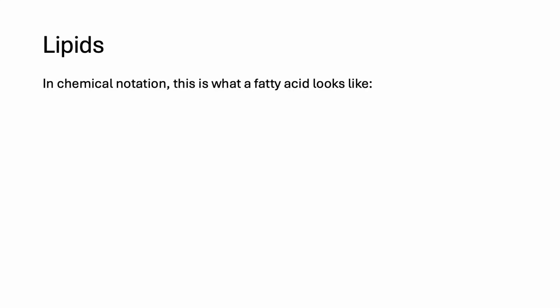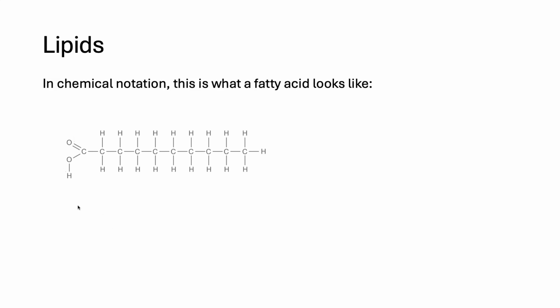Now let's get a little bit technical here. In chemical notation, this is what a fatty acid looks like. So you can see we have these carbons, carbons, carbons, carbons, carbons, carbons, but we also have these hydrogens hanging off, and we have this weird oxygen thing going on over here. So this bit over here is called a carboxyl group, and the rest of this chain is called a hydrocarbon chain. And it's called a hydrocarbon chain because it has hydrogens stuck onto carbon.